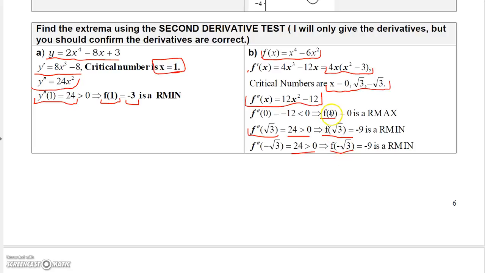And now to actually figure out what f of 0, f of square root of 3, and f of negative square root of 3 are, that's where you go back to the original function and plug them in. So if you plug 0 into this and solve it, you get the y value of 0. If you plug plus or minus square root of 3 into this, it's going to give you the same number, -9. So we get a relative minimum of -9 at square root of 3. We get a relative minimum of -9 at minus square root of 3. And we get a relative maximum of 0 at x equals 0.